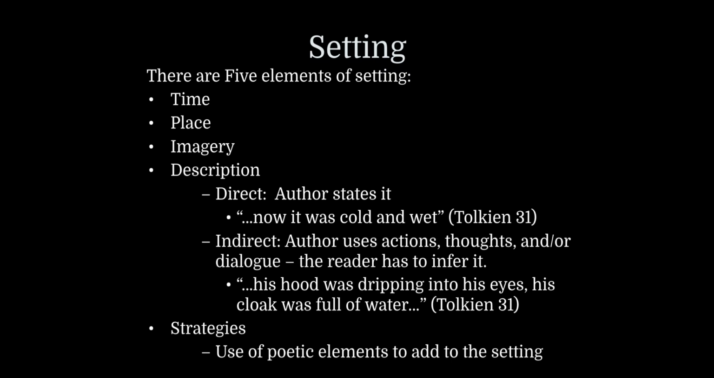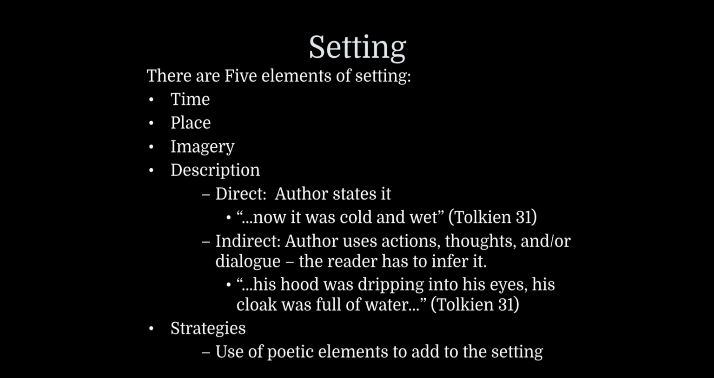Direct description is where the author states it outright. "Now it was cold and wet." Tolkien, 31. Indirect description is when the author uses actions, thoughts, or dialogue, and the reader has to infer what's going on. "His hood was dripping into his eyes. His cloak was full of water."